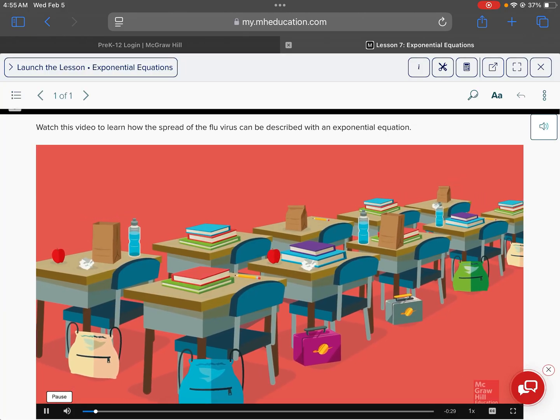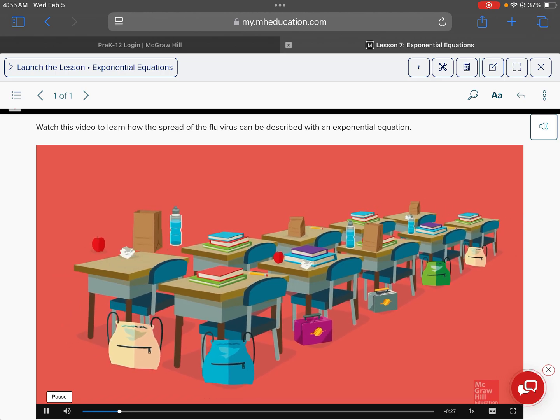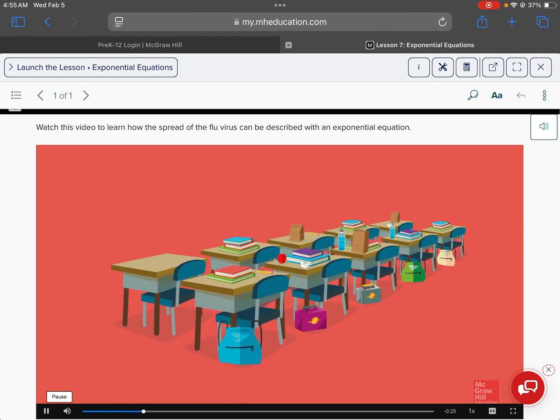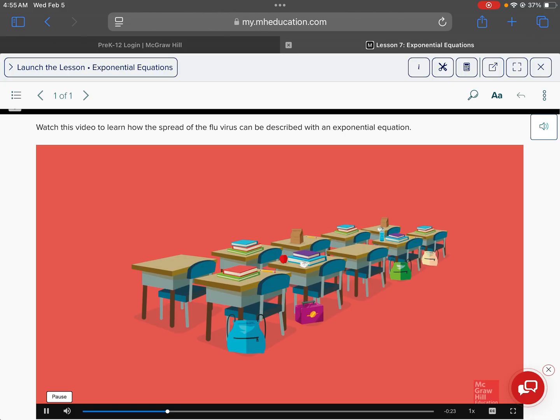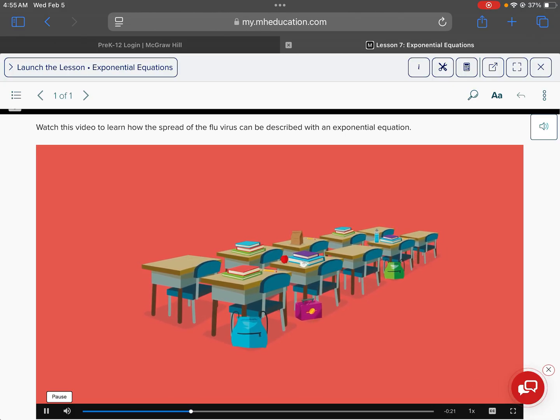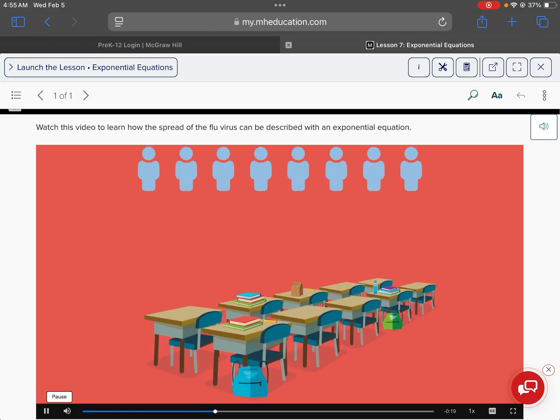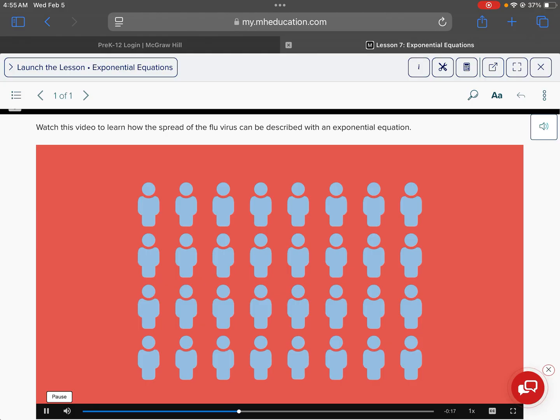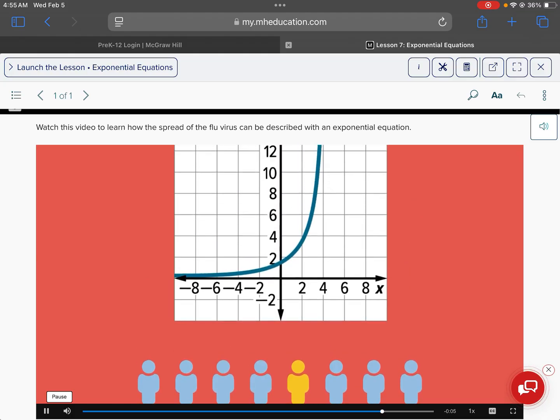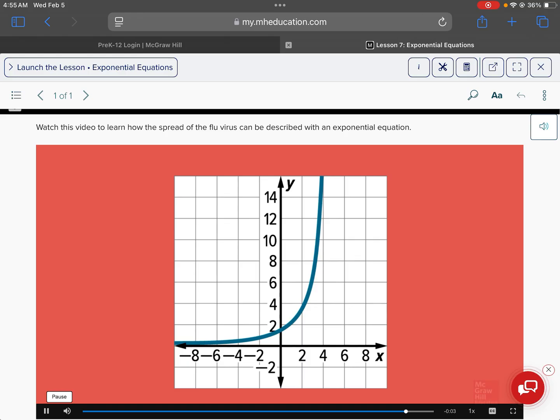You might notice that in the fall and winter, the flu virus spreads rapidly. At first, it seems like only a few people have it, but then suddenly, half of your class is out sick. Generally, the flu starts by infecting one person, and that person spreads the disease to a couple of others. Then, each of those people spreads it further. The number of people being infected grows faster and faster. This type of growth can be described with an exponential equation.